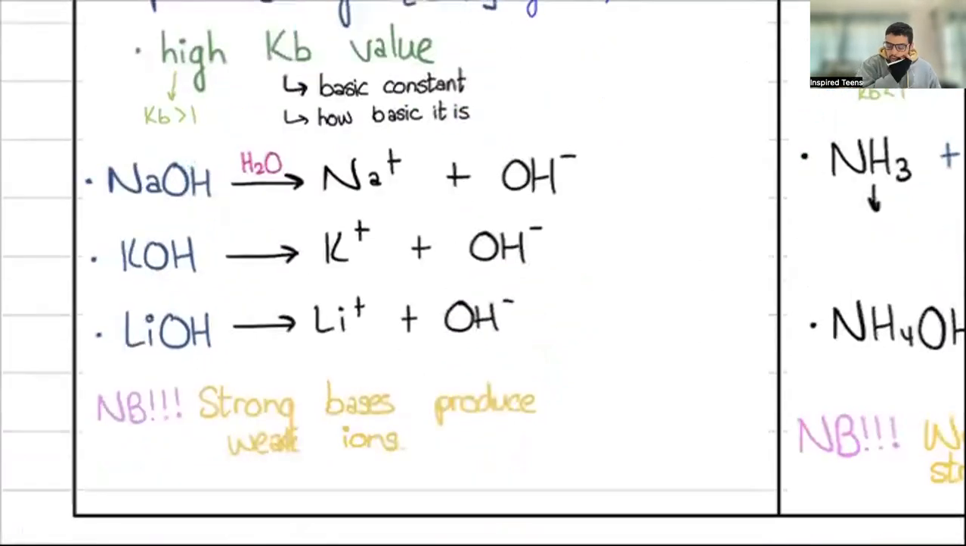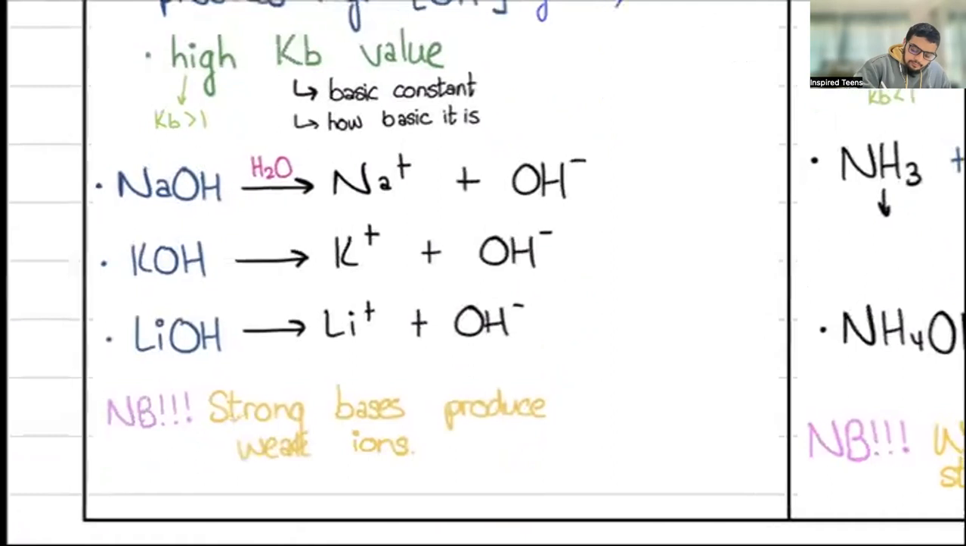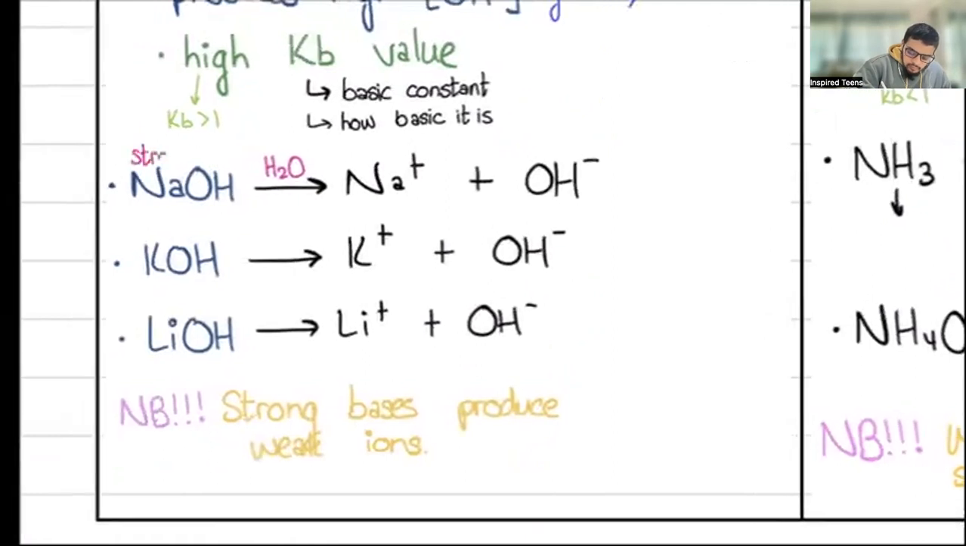Importantly here as well, strong bases produce weak ions. So this is a strong base, and it produces weak ions.